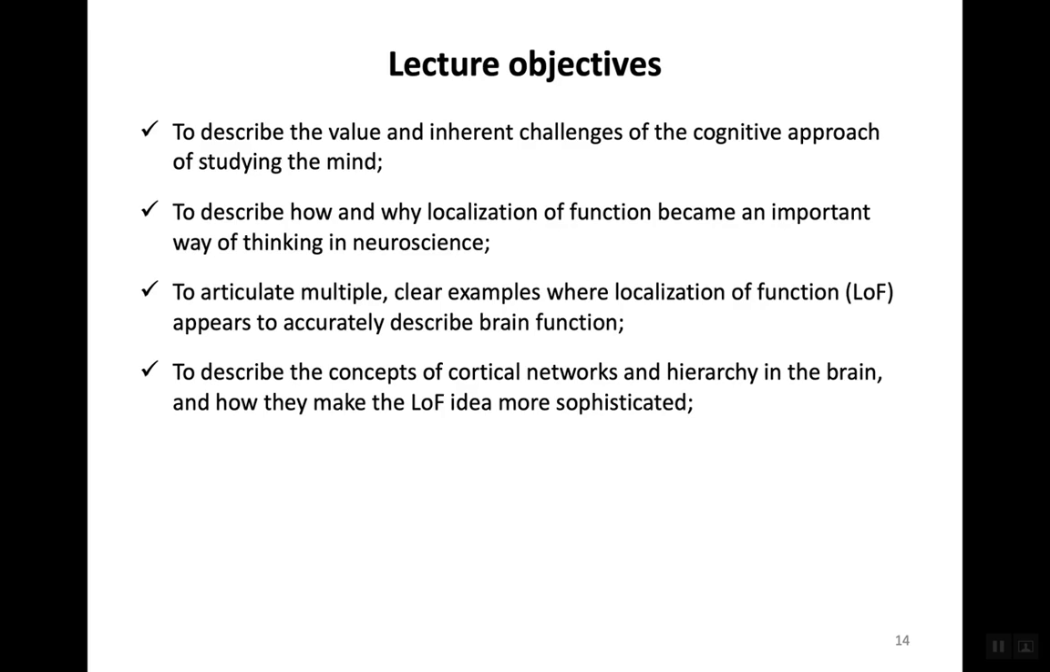Complementary to localization of function is the idea that the brain fundamentally relies not just on separate, independent cortical regions, but rather on entire cortical networks. And that an intrinsic hierarchy of the brain is responsible for the structure of these cortical networks, which brings a lot more sophistication and complexity, but also difficulty of research and of study, to the localization of function.